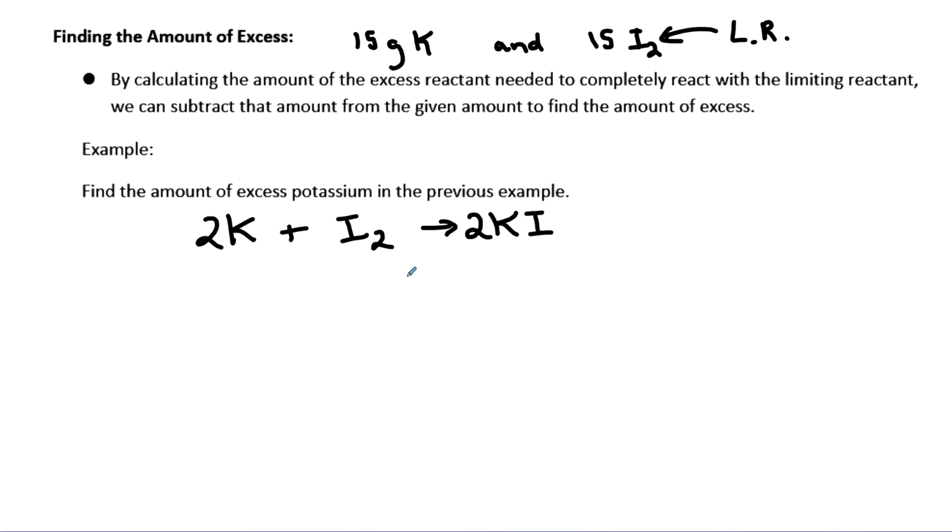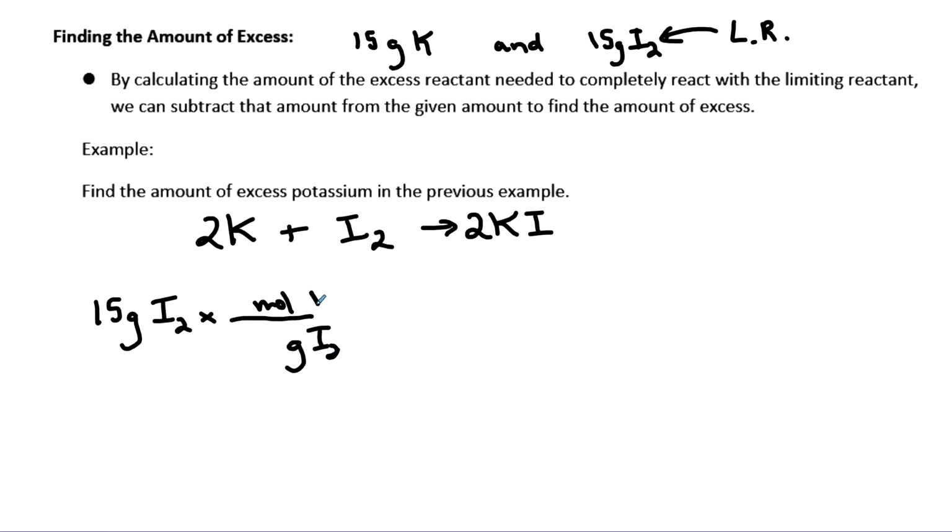So how we do this is we say, if all 15 grams of this iodine react, which we know it does because it's the limiting one, we can use that 15 grams to determine how much potassium is required to make all 15 grams of iodine react. So we take our limiting reactant, in this case iodine, the amount given in the original question, and we want to figure out how much potassium is required to react with that 15 grams.